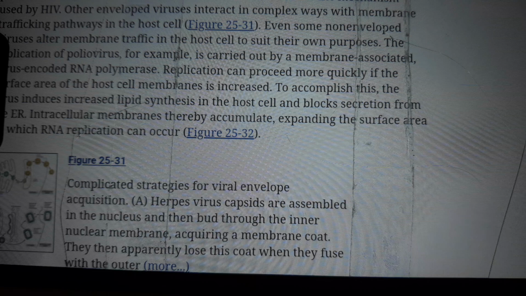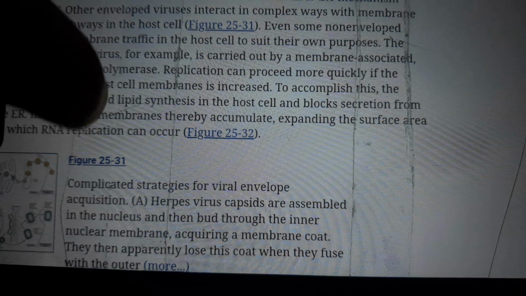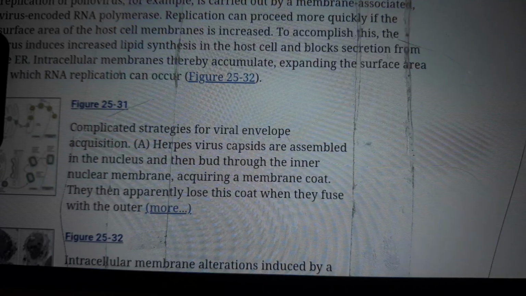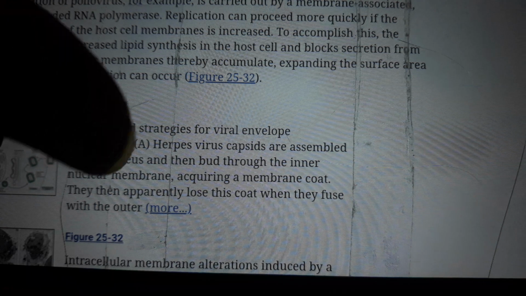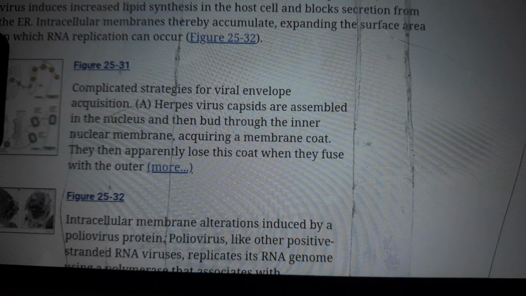This is the mechanism used by HIV. Other enveloped viruses interact in complex ways with membrane trafficking pathways in the host. Even some non-enveloped viruses alter membrane traffic in the host cell to suit their own purposes. The replication of poliovirus, for example, is carried out by a membrane-associated virus-encoded RNA polymerase.